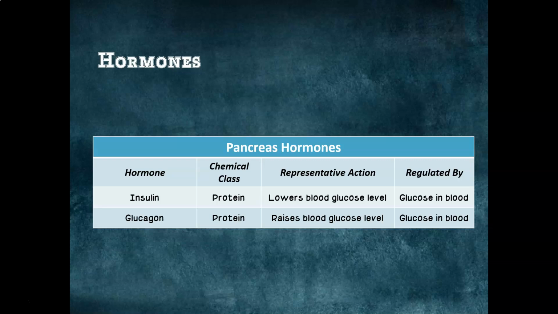So there's your quick overview: insulin and glucagon. These guys are your antagonistic hormones that take care of your blood glucose levels. They are also both proteins, so that means those receptors are in fact sitting on the outside of your cells. They're sitting in the cell membrane themselves.